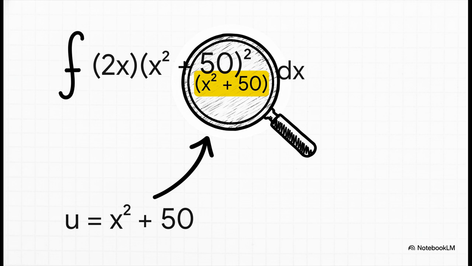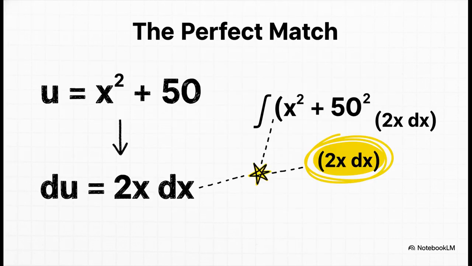So we're going to set u equal to x squared plus 50. Now for step 2, we need to find du. So we take the derivative of our u with respect to x. Well, the derivative of x squared is 2x, and the derivative of a constant, 50, is just 0. So du by dx equals 2x. Now, if we just rearrange this a little bit, we get du equals 2x dx.